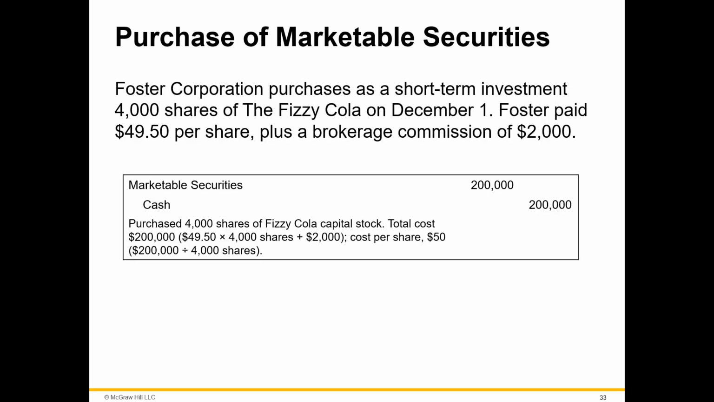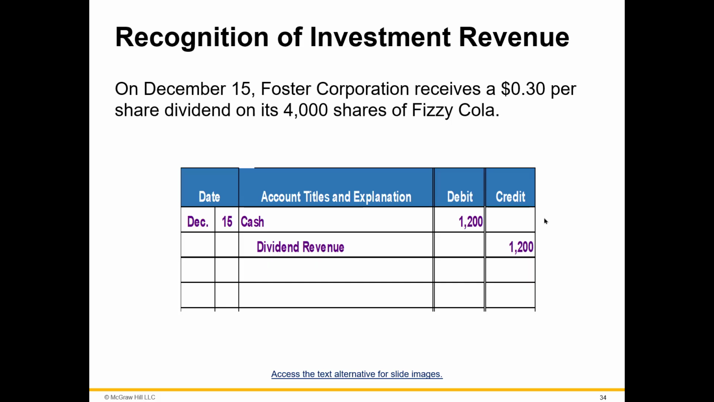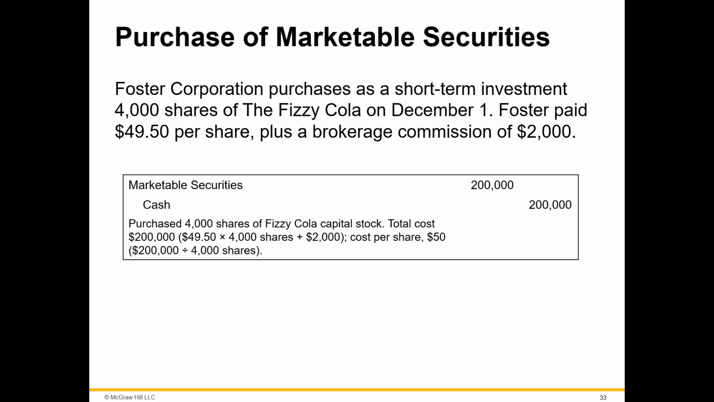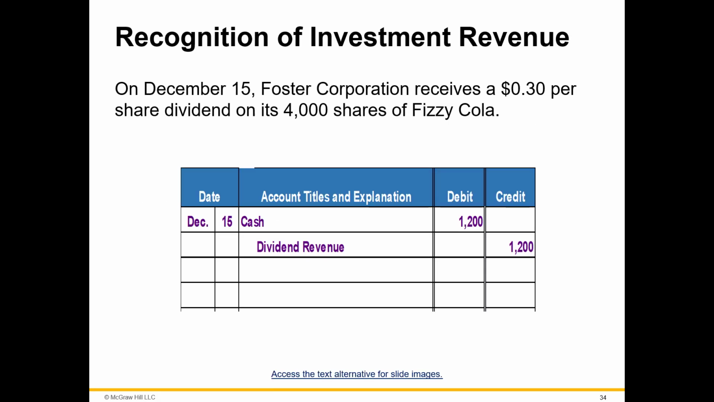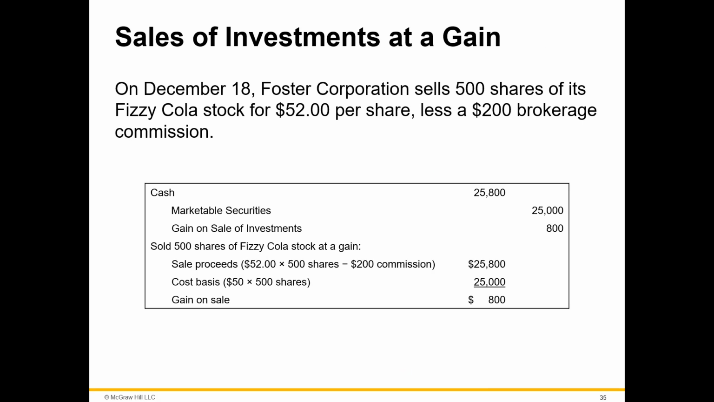So how do we purchase marketable securities? Well, the journal entry is a debit to those marketable securities. It's an asset, and we're going to pay for it using cash. And so we can see what those look like. 4,000 shares, $49.50 plus the 2,000 commission represents 200,000. So that's the purchase. And as revenue comes in, we're going to debit cash and credit dividend revenue. And so that'll be like interest, but in this case, we hold stock, and the stock pays dividends, and we'll reflect that here as an item. The dividend revenue will appear as a revenue on the income statement.